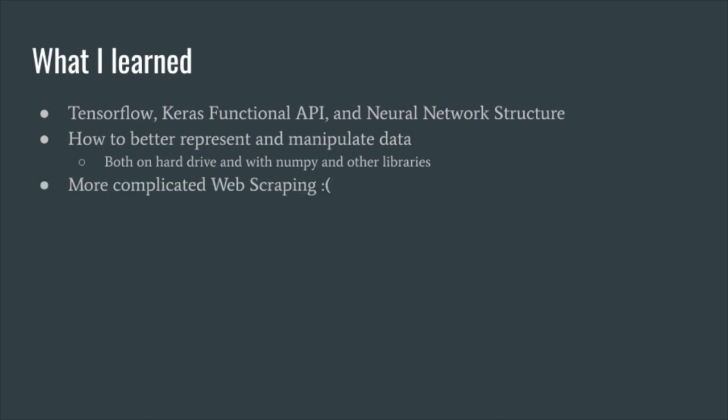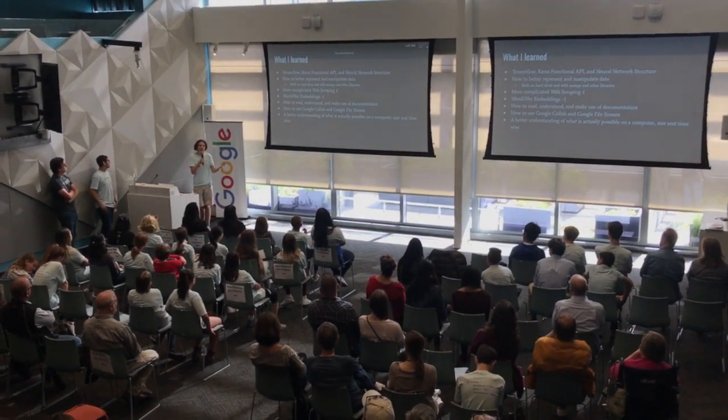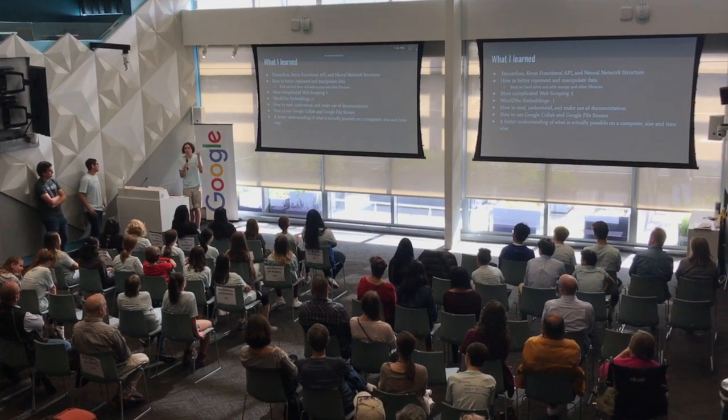And I've got some things that have sad faces by them: web scraping and word-to-vec embedding. Those were things I didn't end up using. So I guess I'll tell a short story. I wanted to figure out how to represent my data. I'm like, this data's complicated. What if I got violin data instead? So it would just be one note at a time.